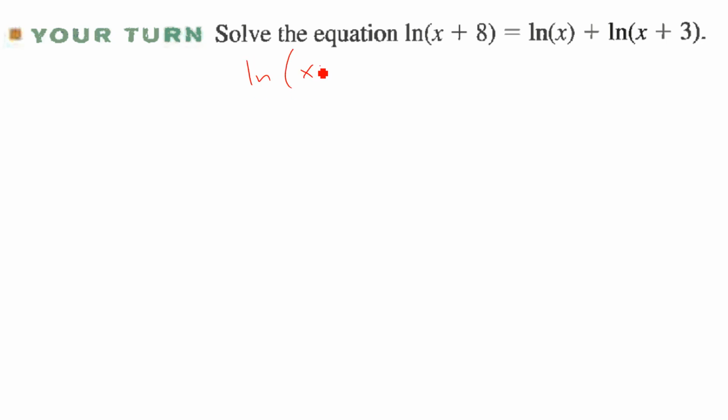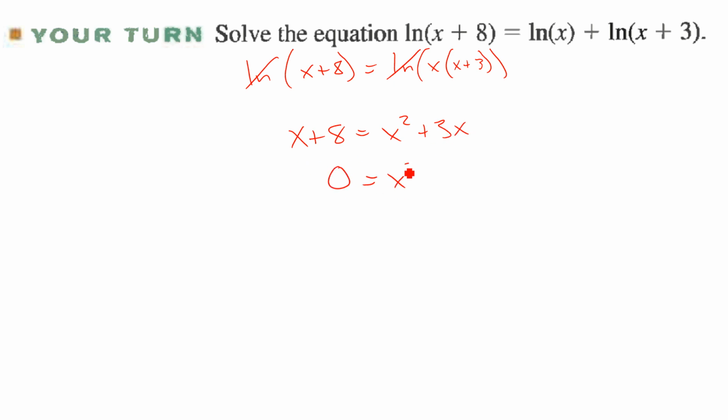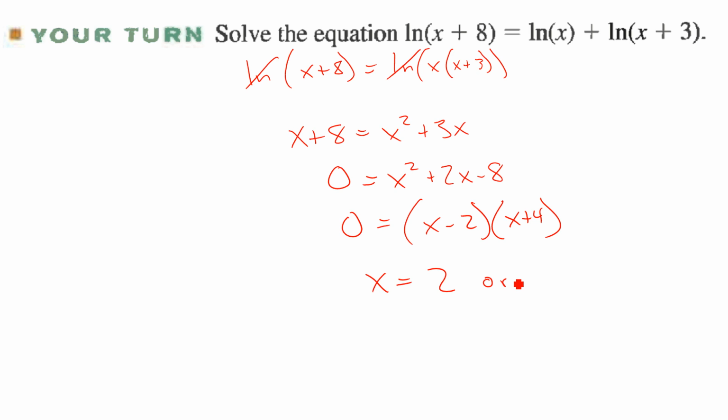Natural log of x plus 8 equals natural log of x times x plus 3. We have a single term and the base is the same. Cancel your logs. x plus 8 equals x squared plus 3x. Subtract your x and your 8. We'll get 0 equals x squared plus 2x minus 8. So that factors into x minus 2 and x plus 4. So x equals 2 or negative 4.